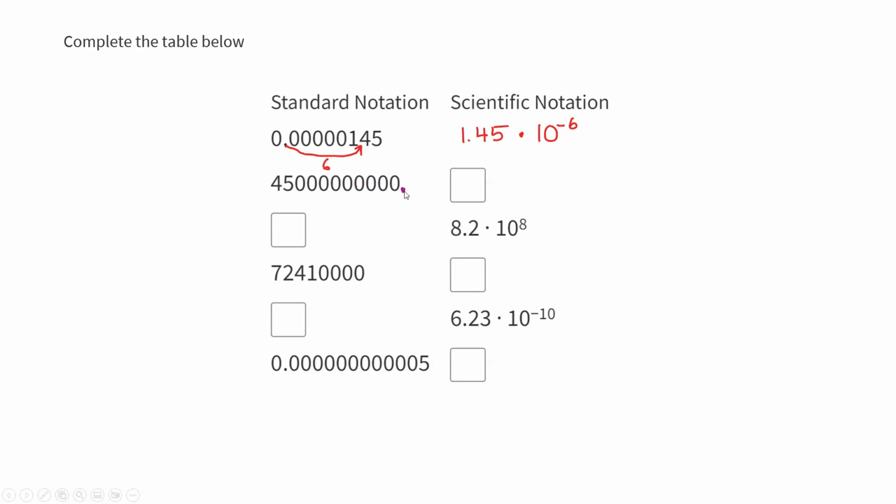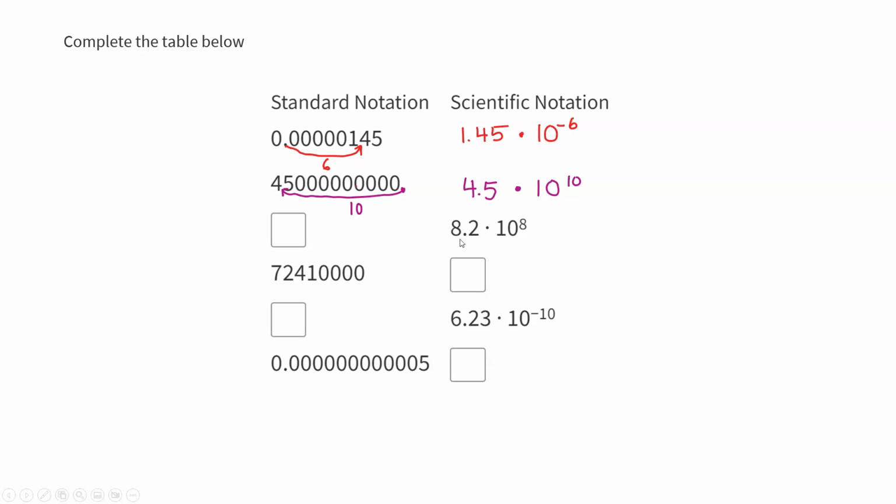Here you can see the decimal point is actually starting here, and you want to move this until this becomes 4.5. Now this is going to be times 10 to some positive power of 10. And you moved it 10 places, so it's times 10 to the 10.